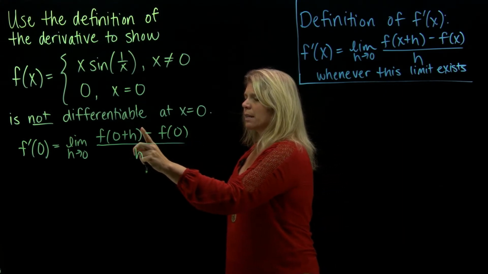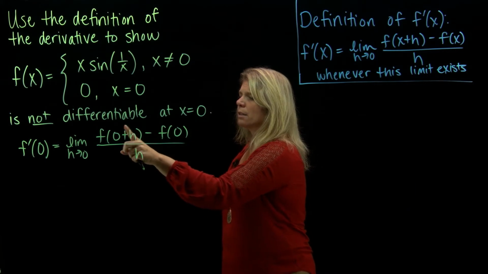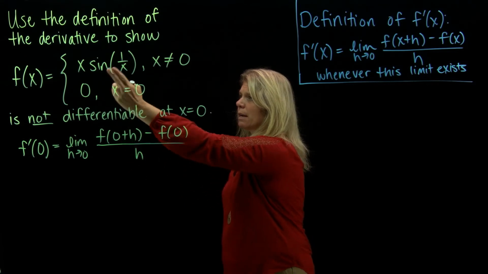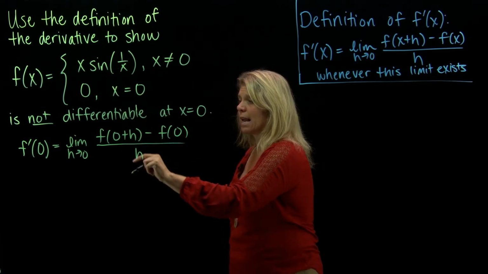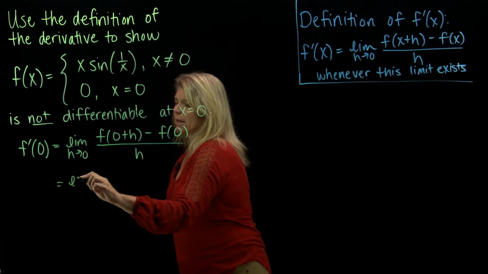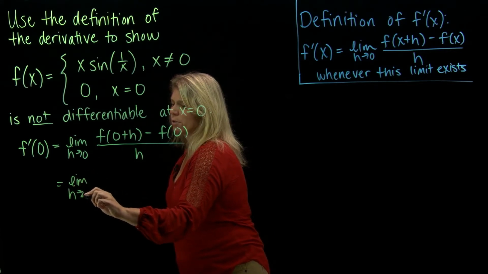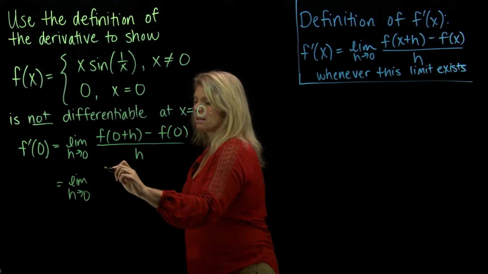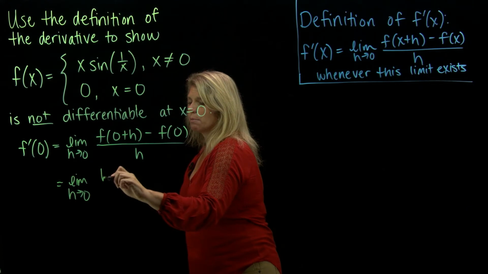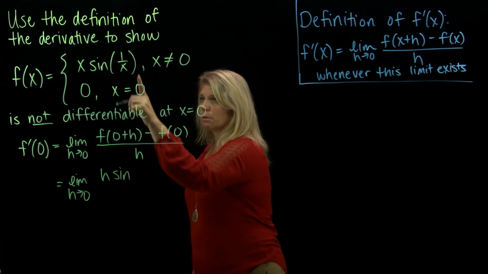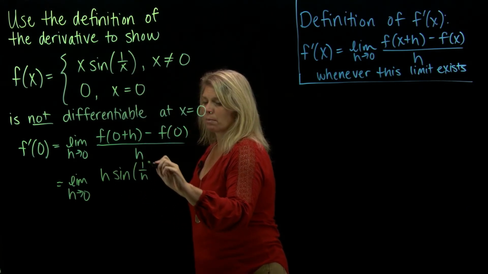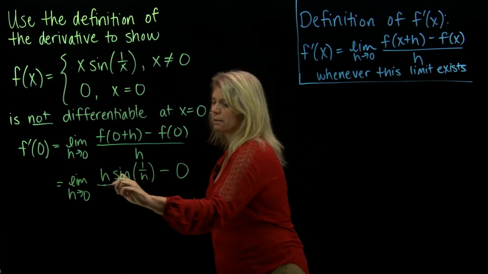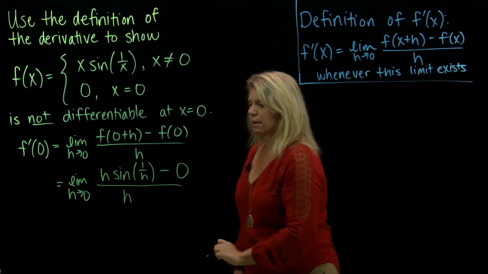The other thing I might do as I do this, just to make my work a little simpler, is to notice that 0 plus h is just h. And so when I put that expression into the correct piece of the piecewise defined function, I'm just going to write h. So we've got the limit as h approaches 0. And here we're putting in something that is not 0. So we're going to put that into the first piece of the piecewise defined function. And so I'm putting in h. And then f of 0, I'm using the second piece of the piecewise defined function. And so I have this.